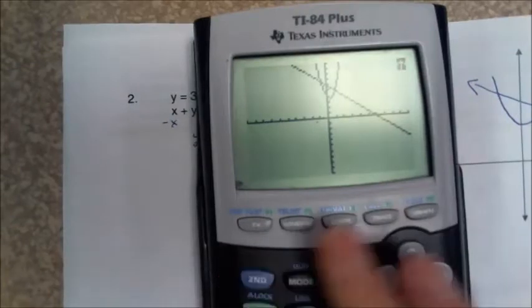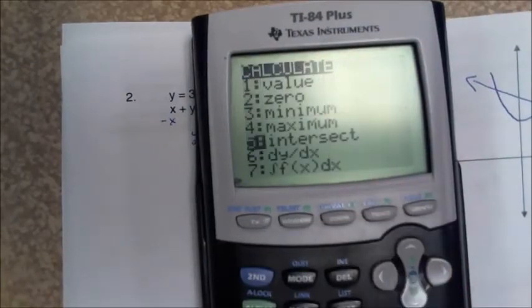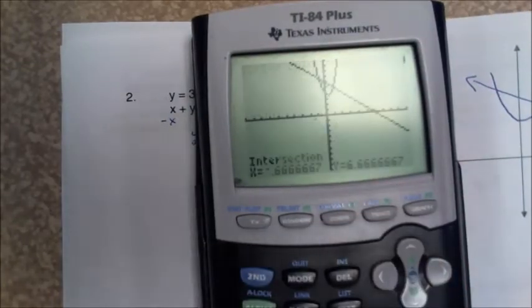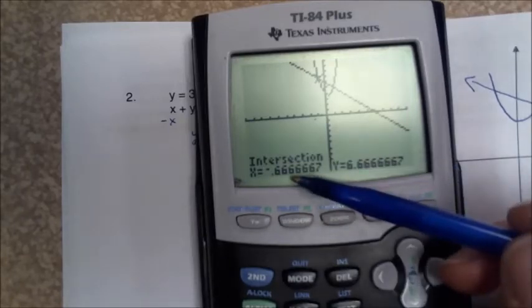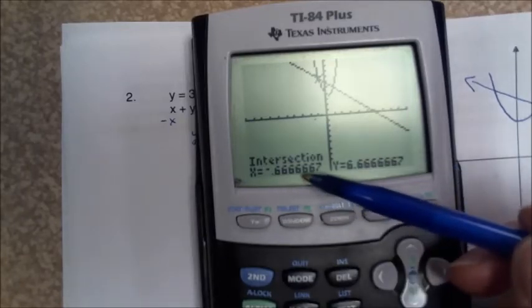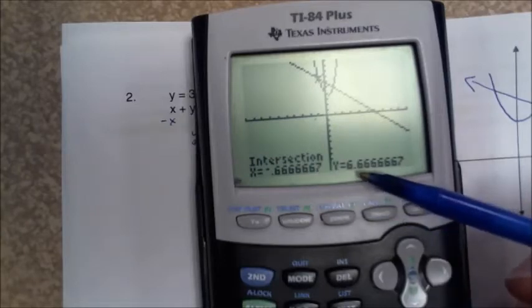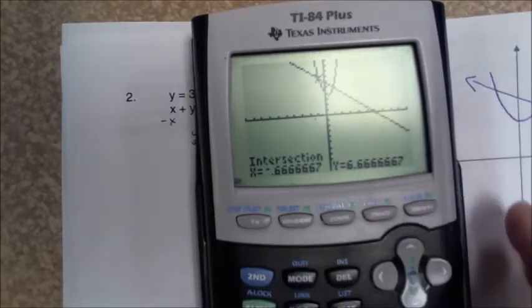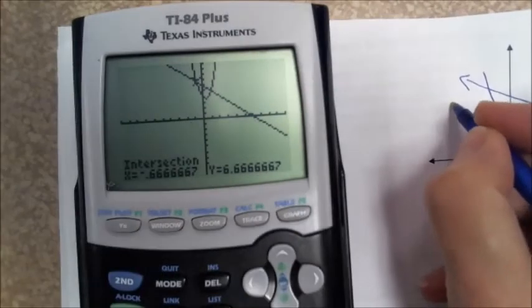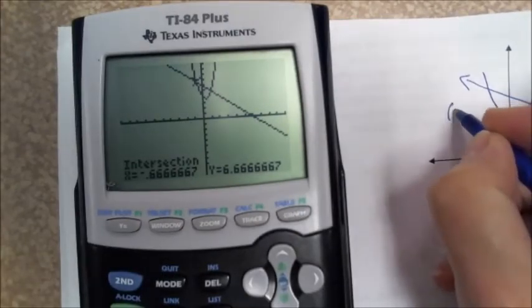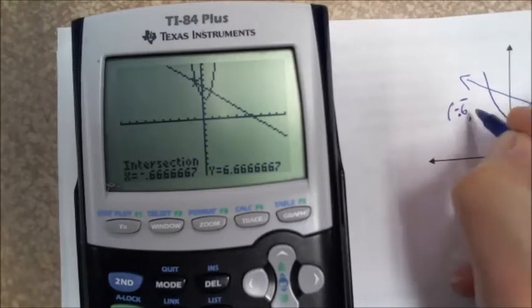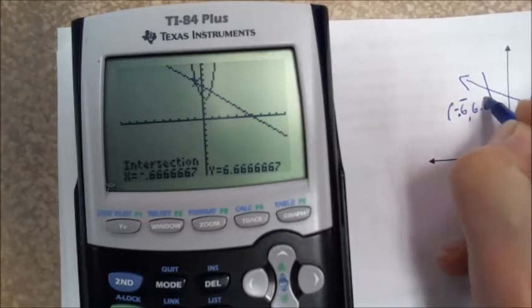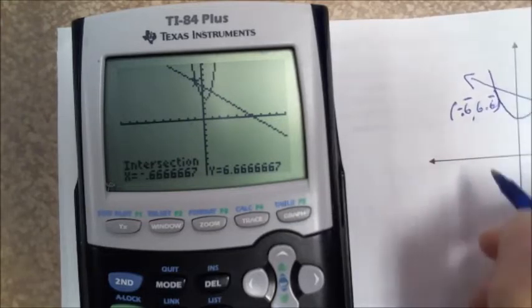And let's find the points. Second calc, intersect, enter, enter, enter. The first one is x equals -2/3, 0.66667 is 2/3, and y equals 6 2/3. So I'll write this as -0.6 repeating, and then y is equal to 6.6 positive repeating. So there's one solution.